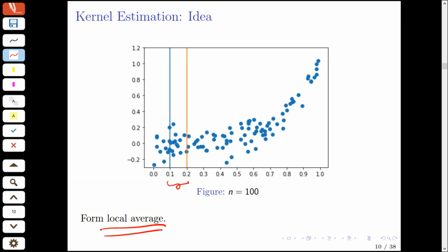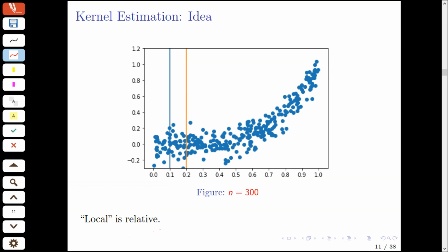Of course, suppose now that I was given not just 100 data points, but in fact 300. Now looking at our picture here, this window of opportunity between 0.1 and 0.2 seems a bit excessive. That is, we now have a lot of data points to average over, and we may want to consider a smaller window of opportunity. So this picture goes towards the point of stating that our idea of what's local is relative to the size of our data set.